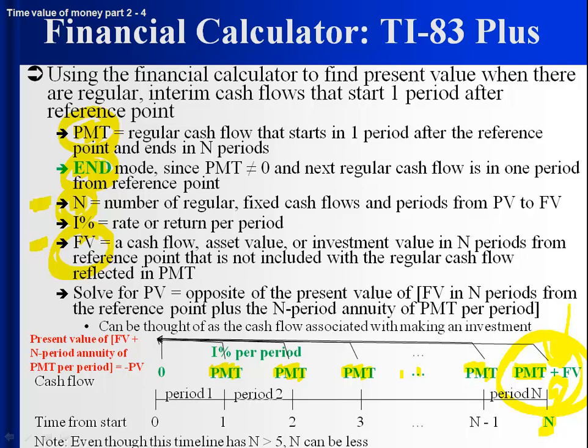Then we solve for PV, and this is where the calculator can drive us nuts, is that you'll solve for PV, and what will pop up on your calculator is the opposite of the present value of all of these cash flows discounted by I%.